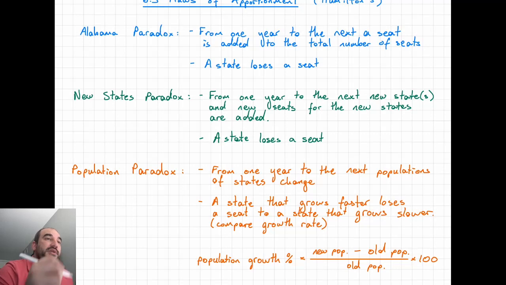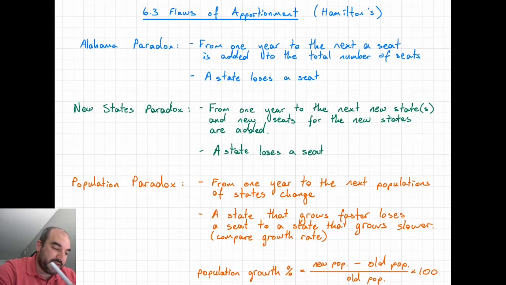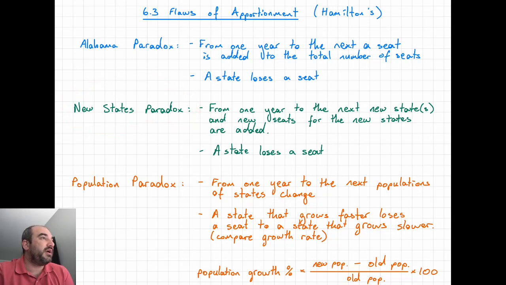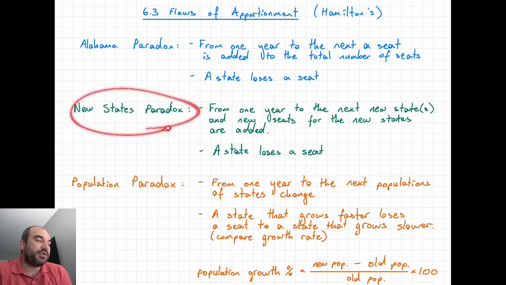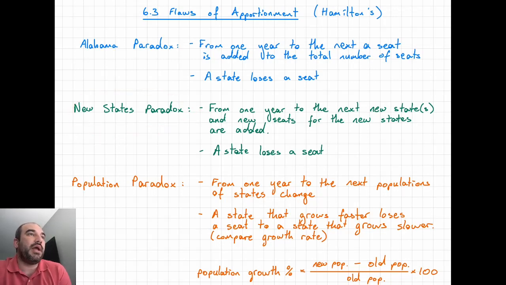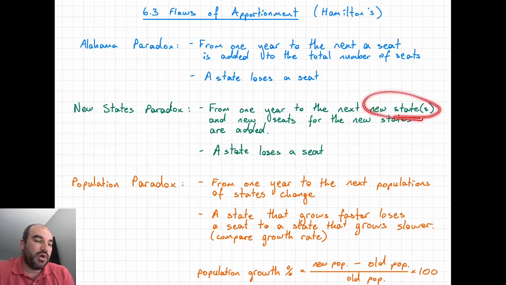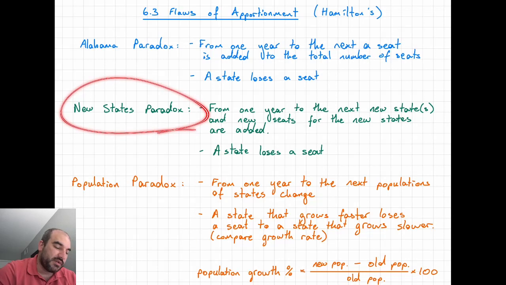So to recap, the things you're looking for to identify the paradox. One of the easiest ones to identify is the new states paradox. If you introduce a new state or a new school from 1 year to another, so the population of a school goes from 0 to something, that's essentially a new state or a new school. So you have to figure out if a state or a school lost a seat as a result of that new state being added to the situation. So that's one of the easiest ones to identify.